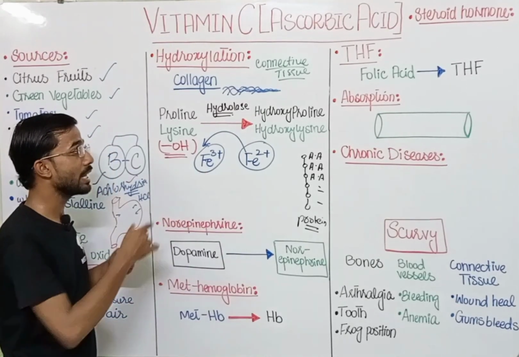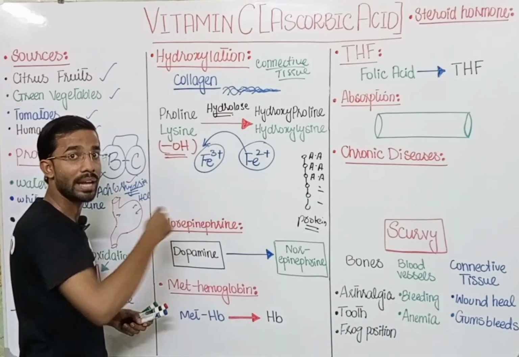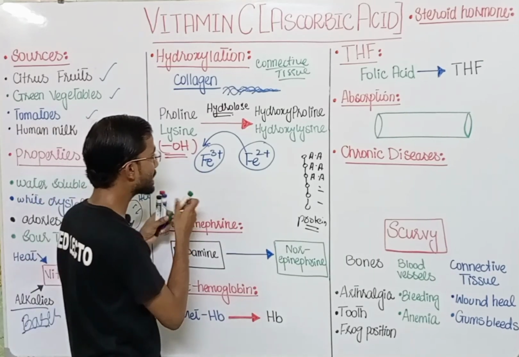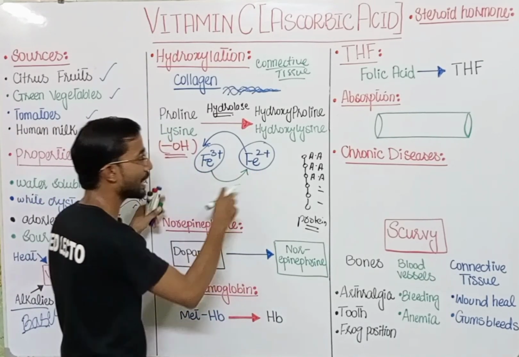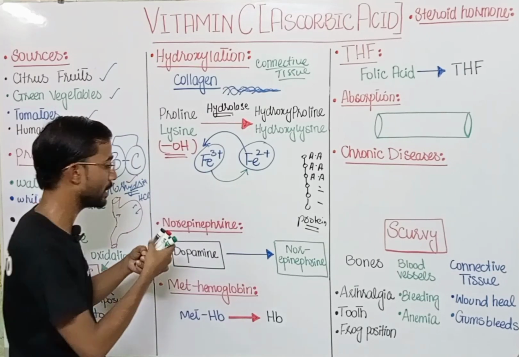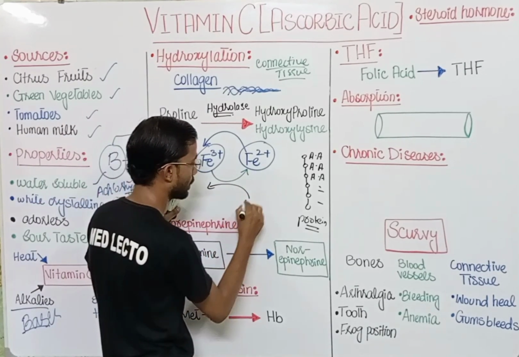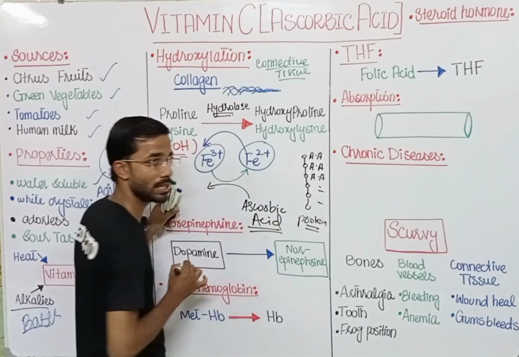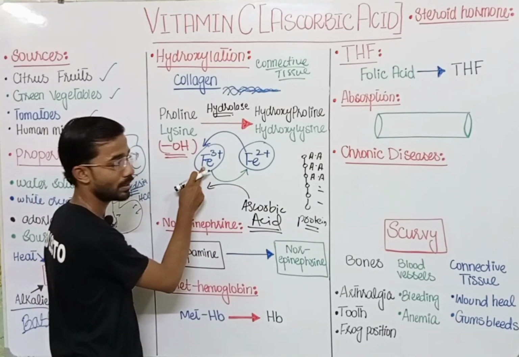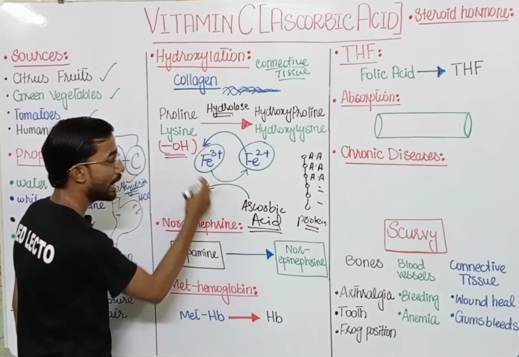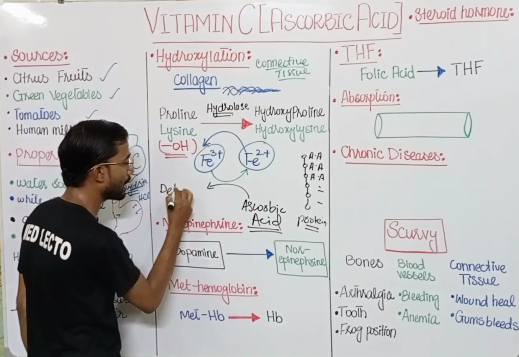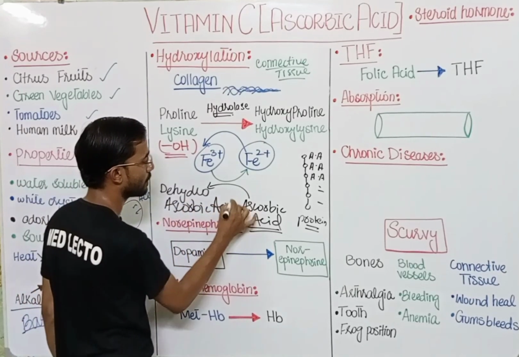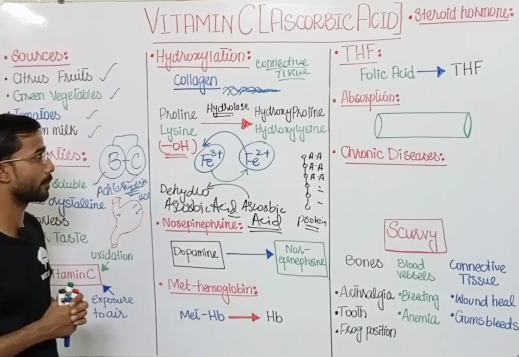Now again, this reaction requires Fe2+. So now this Fe3+ has to be converted again into the Fe2+ form with the help of ascorbic acid. Ascorbic acid, which is vitamin C, converts Fe3+ into Fe2+. And in this conversion, ascorbic acid will become dehydroascorbic acid. That's very important. That is the most important process.